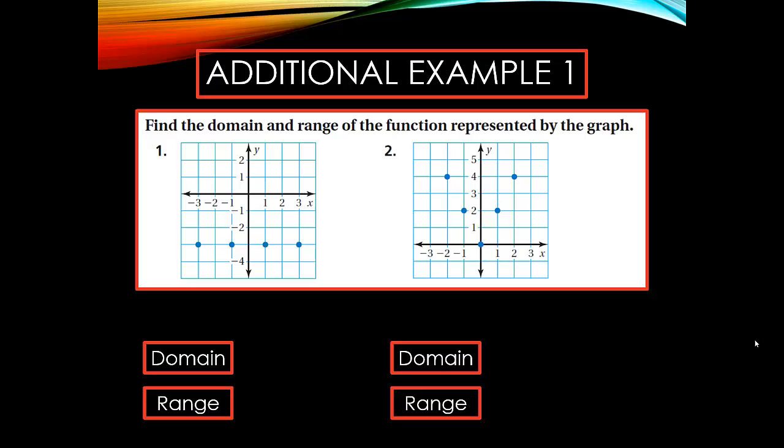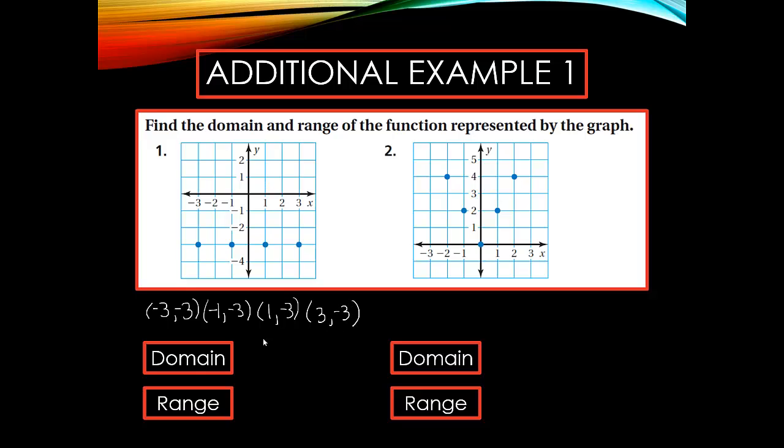Now we have an additional example. You can pause the video and try it on your own, or you may follow along. Find the domain and range of the function represented by the graph. So the first thing we'll do for number 1 is write out our ordered pairs. We'll start here on the left and move across the graph. So we have (-3, -3) for our first ordered pair. Our next one will be (-1, -3). And then we have (1, -3), and we have (3, -3).